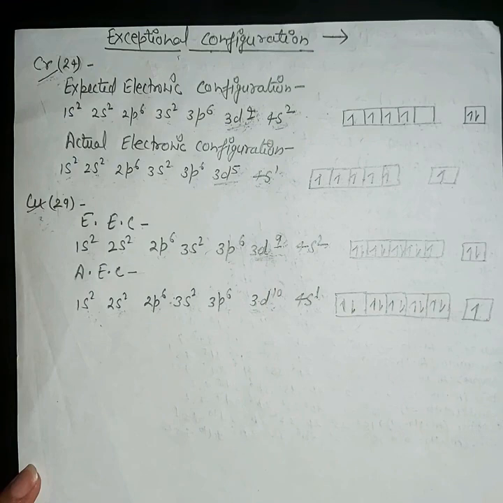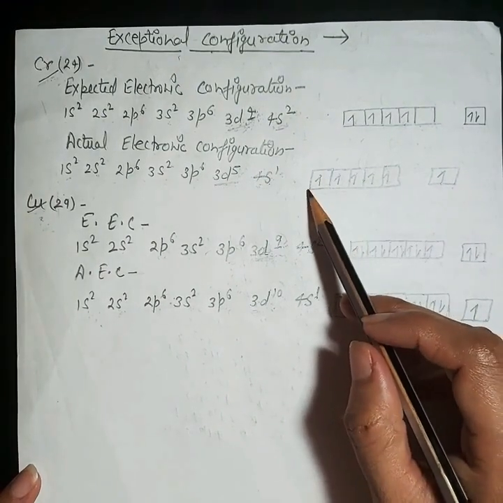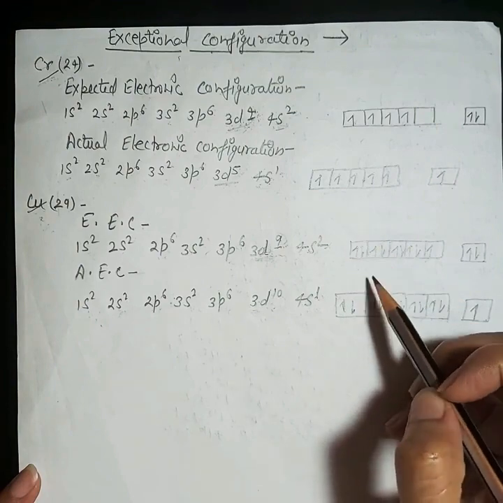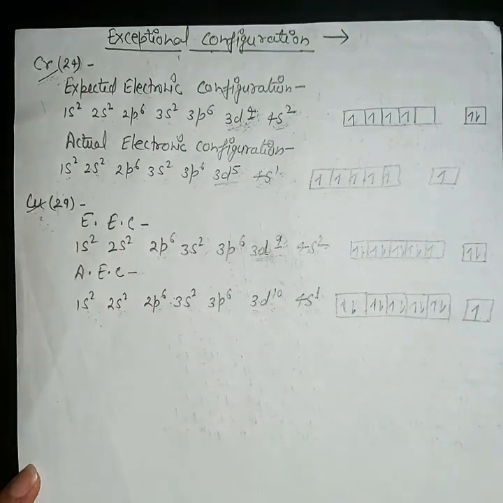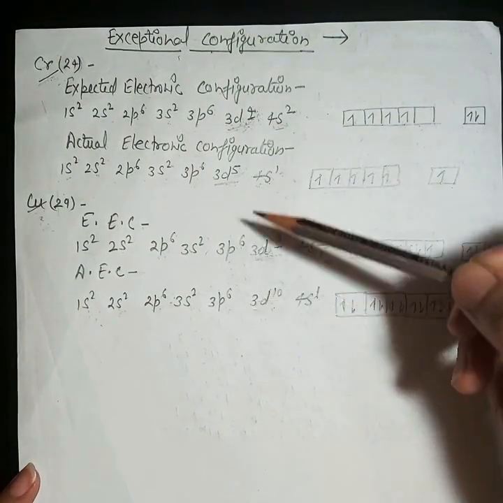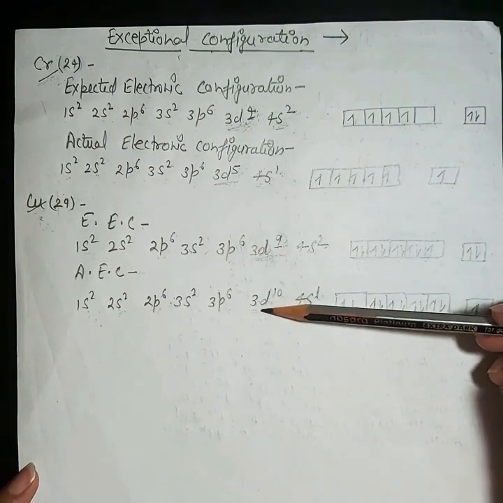The reason behind it is that all the elements present in nature have a tendency to attain maximum stability. Completely filled orbitals and exactly half filled orbitals have more stability than any other type of distribution. So to attain more stability they are showing this type of abnormal behavior, this different configuration.